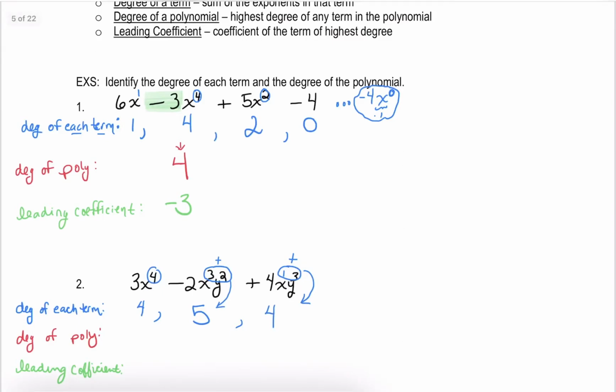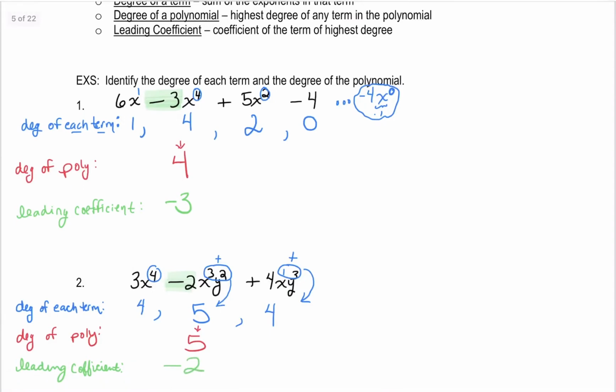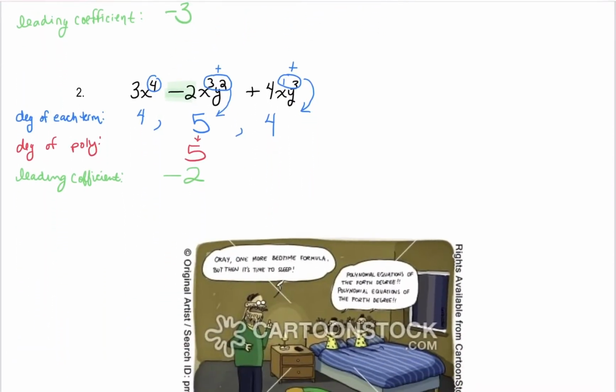All right, so with that, that's the hardest part. Then the degree of the polynomial is, of course, 5, because that's the highest degree of any one individual term. And then the coefficient in front of that highest degree term in this case is -2, so that is our leading coefficient. All right, so that's some of the vocabulary that we want to make sure that we're familiar with.